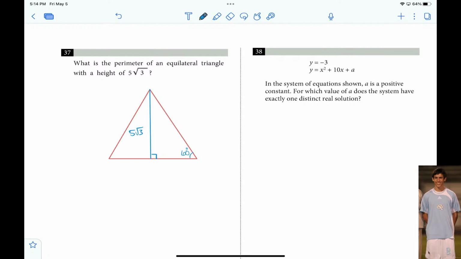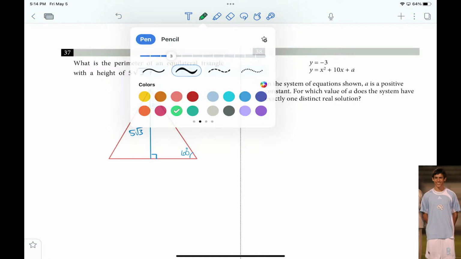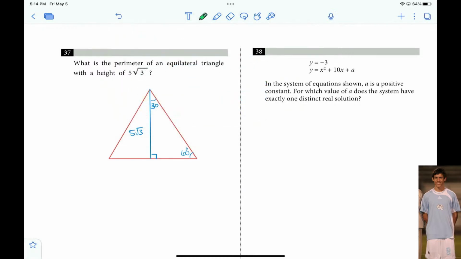Well, since that bottom right angle is 60 degrees, and this angle right here is 90 degrees, that means this angle up here is going to be 30 degrees. So that means we have a 30, 60, 90 triangle. So we have to remember the side relationships of a 30, 60, 90. So the side ratio of a 30, 60, 90 is usually the short leg we call x. The long leg is usually x square root of 3. And then the hypotenuse we call 2x. It's just twice the short leg.